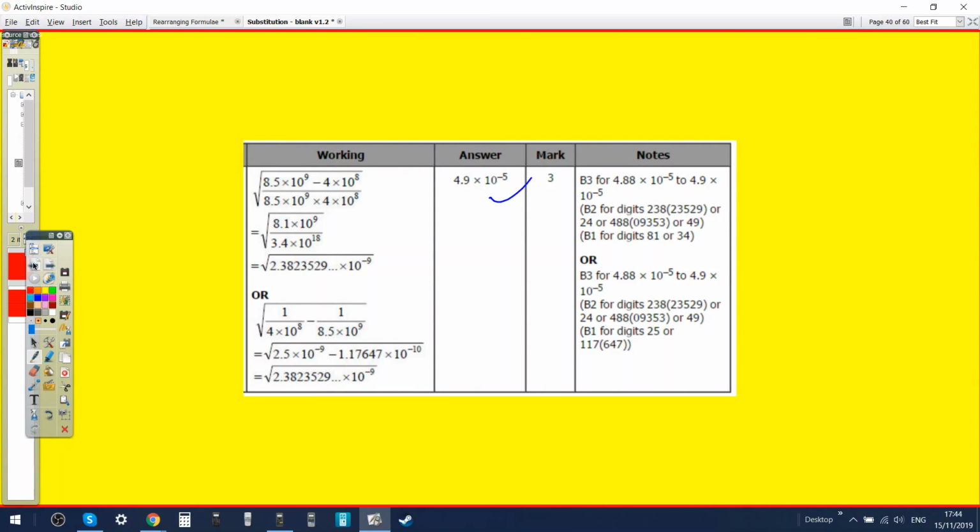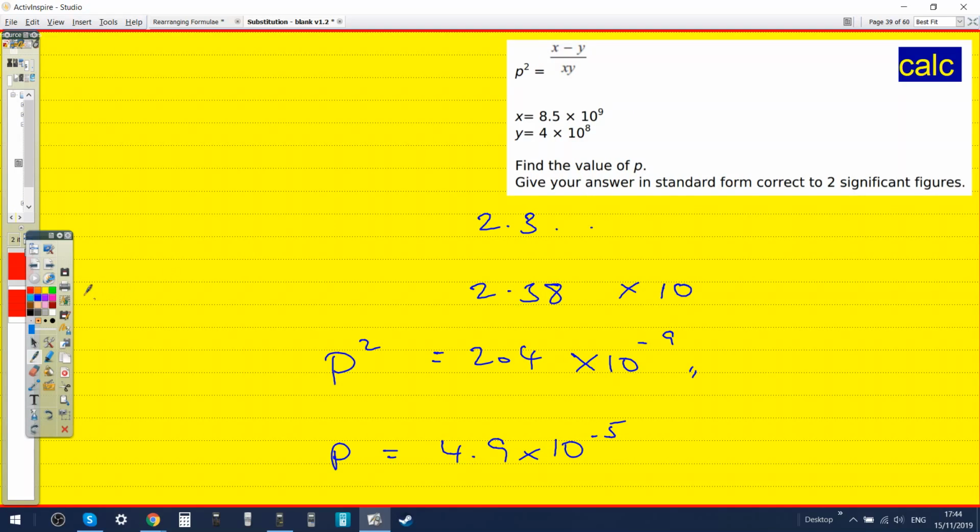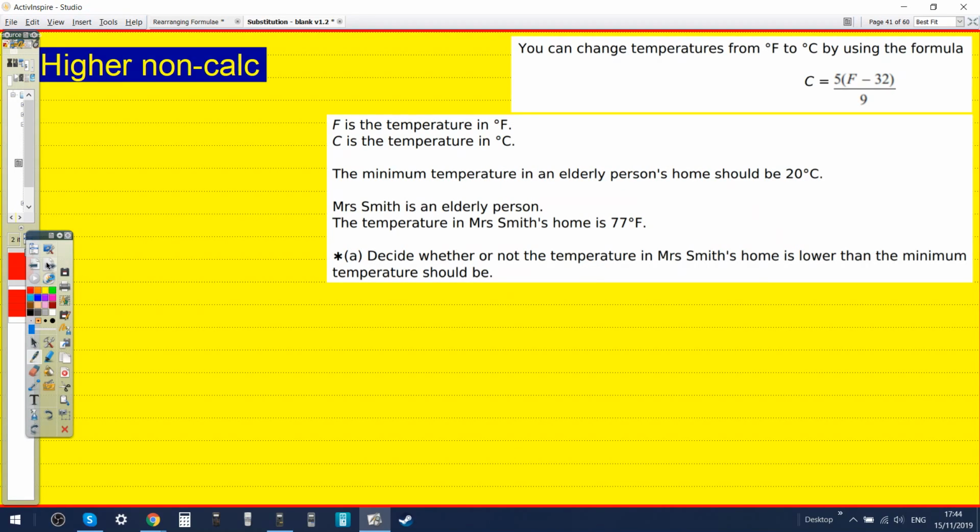That's it. Great. So, yeah, I always forget those little squared ones because it's square root. We had one somewhere earlier. So this is higher non-calc. Yeah, we better do it. How about this? Okay.